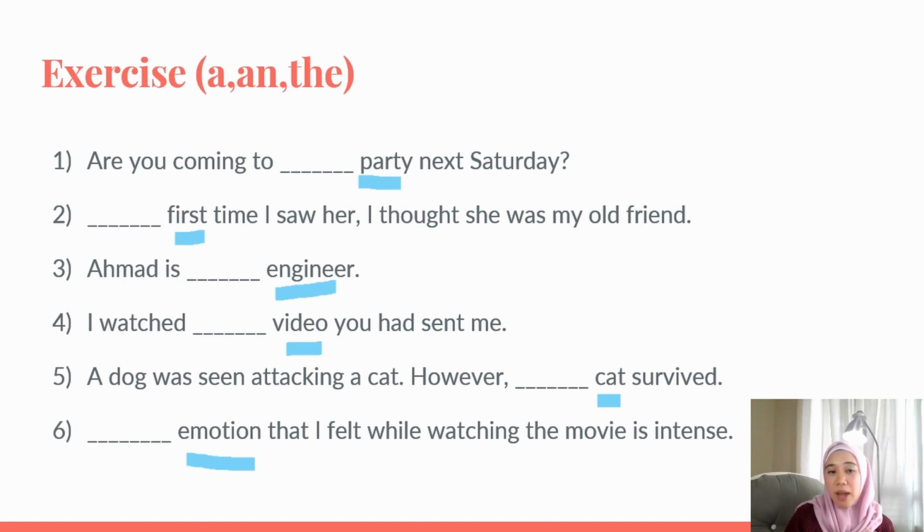So when you say, I watched the video you had sent me, as the listener, I already know which video you are talking about. So first, it is a specific video. Second, it is already known to the listener. That's why we use the.